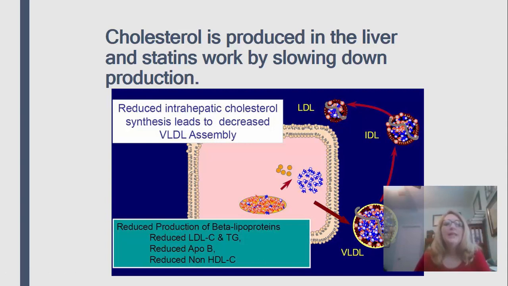Cholesterol is produced in the liver, and statins work by slowing down the production. It does this following this little picture. If you look at it, reduced intrahepatic cholesterol synthesis leads to decreased LDL assembly. You also get reduced production of the beta-lipoproteins, reduced LDL-C and triglycerides with statins, reduced ApoB, and reduced non-HDL-C.